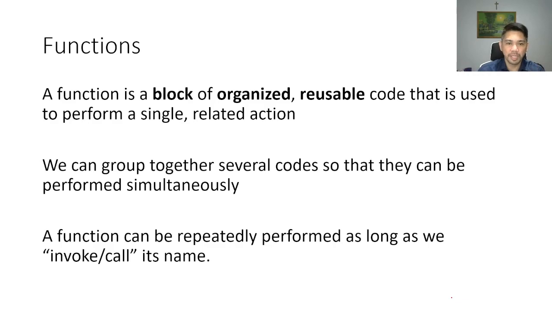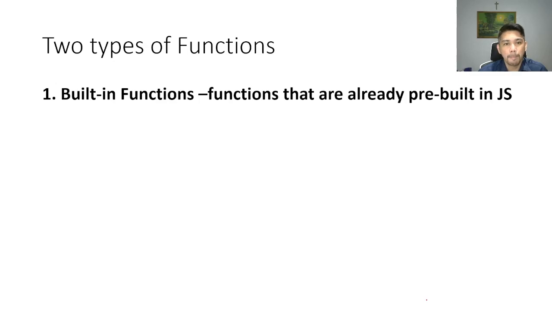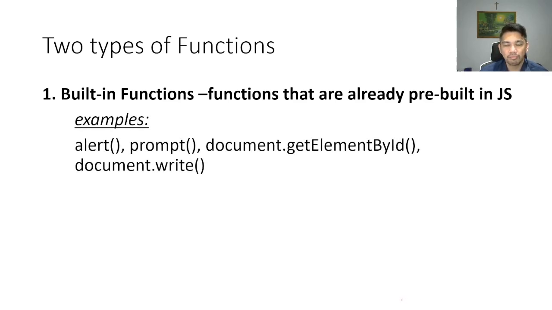Now, functions normally are performed by invoking or calling its name. And let me show you some samples of names of these functions. There are actually two types of functions. The first one is built-in functions. They are already pre-built inside JavaScript. So some examples: alert, prompt, document.getElementById, document.write. You are actually already using functions without you knowing about it.